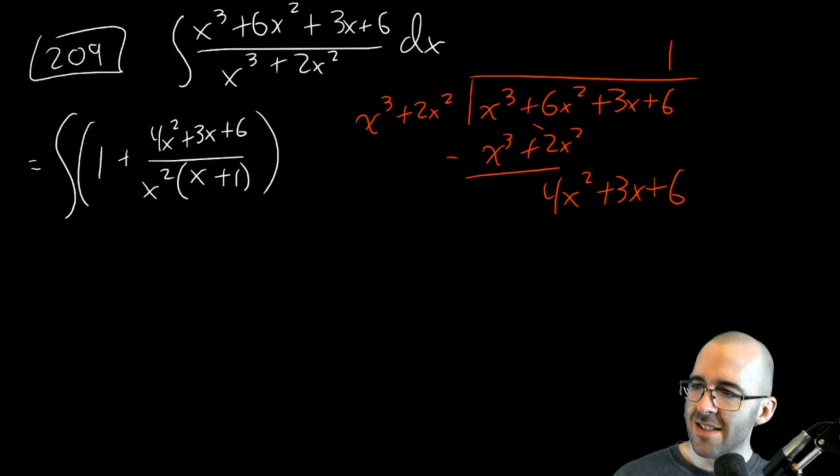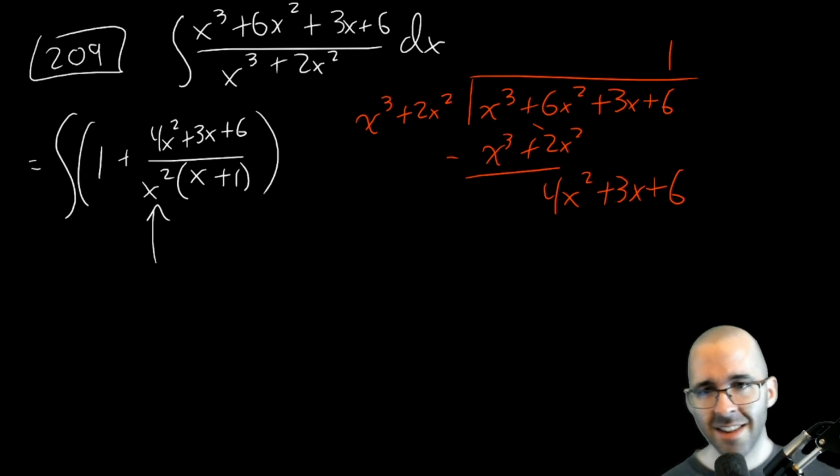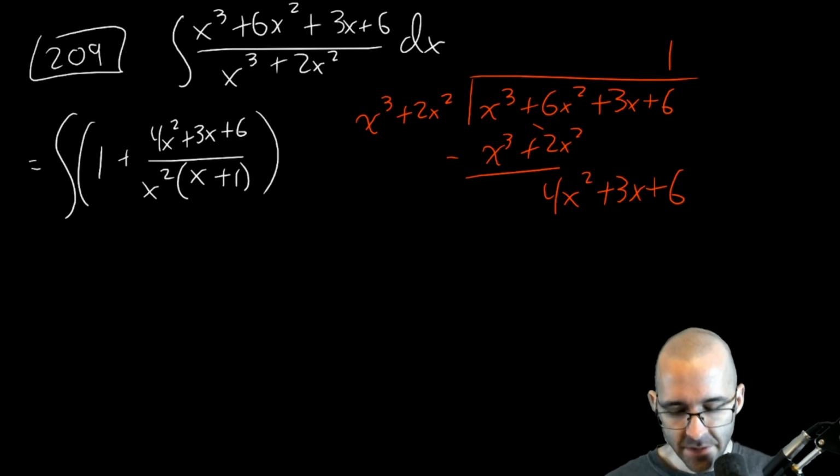Oh, wait, it said this is an irreducible quadratic factor. Why is it lying to me? Because this is not an irreducible quadratic factor. This is a repeated linear factor. Shame on you, textbook. Oh well, let's keep going.